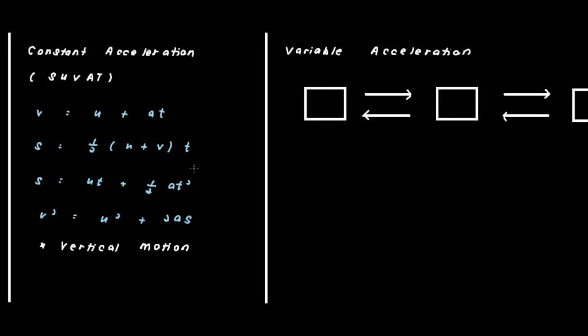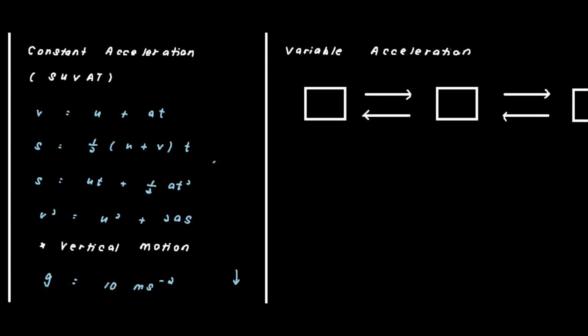So all these four formulas will relate four components from u, s, v, a, t. It depends on the question, what is given and what you want to find, then you decide which formula you are going to use. Then for vertical motion, there's the gravitational acceleration, which you must remember: for all objects experiencing free fall, they will have a gravitational acceleration of 10 meters per second squared.